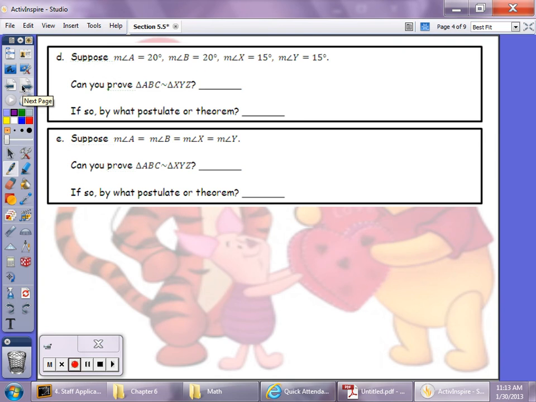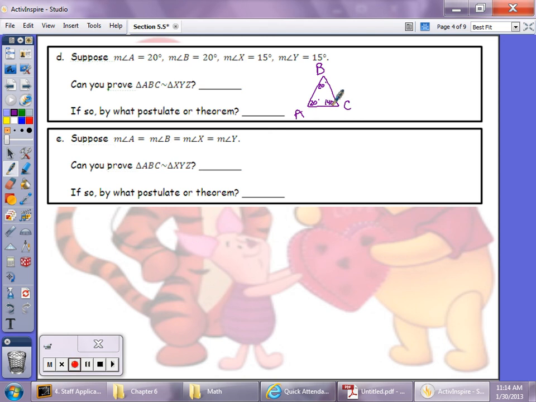This time we're going to suppose that in triangle ABC, so A, B, C, that angle A is 20 degrees, angle B is 20 degrees, which means if we complete the triangle that has to equal 180 degrees, we now know that angle C is going to be 140 degrees.